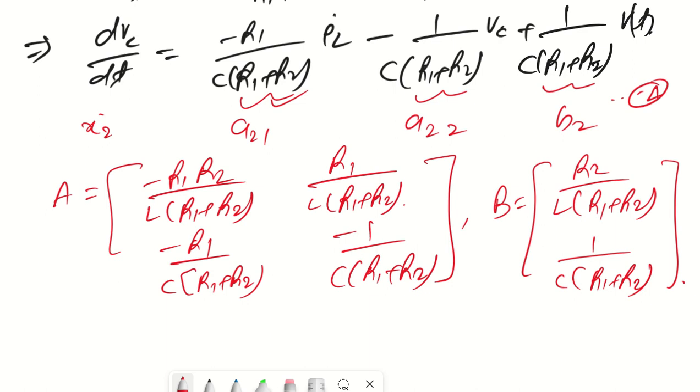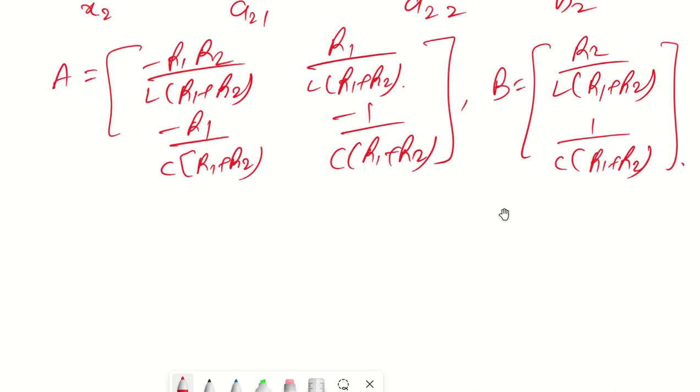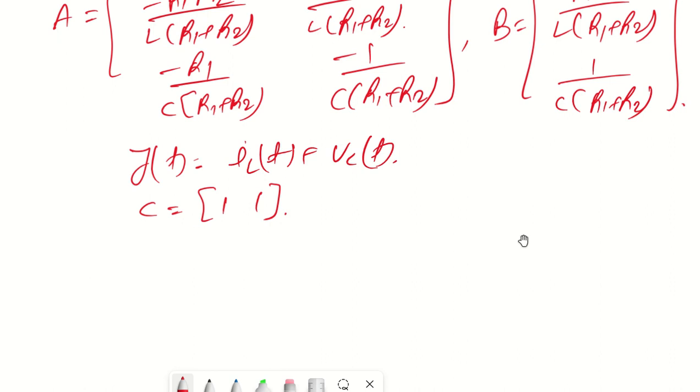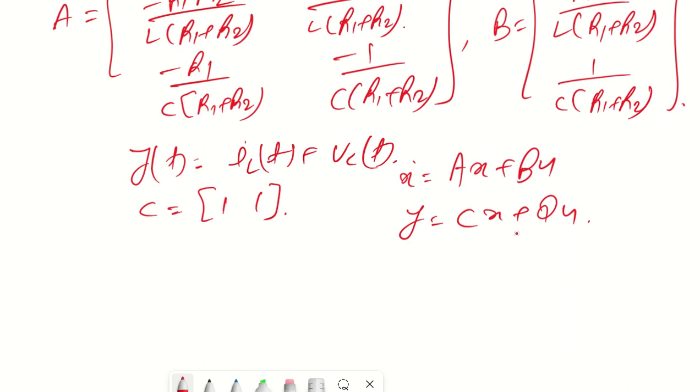Okay. And coming back to the y of t, you know already my y of t was IL of t plus VC of t, right? So you can see, since the equation is in the form of IL and VC both, we have C as 1, 1, okay? So this is the complete equation. We can write it as x dot is equal to AX plus BU, and y is equal to CX plus DU, okay? So in that case, this complete equation can be written with the A, B, C, D matrices we have with us.